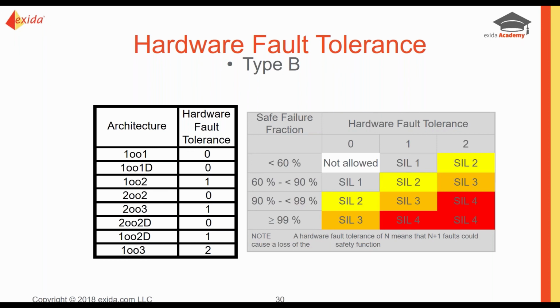The table to the left is just an example. That architecture table could go on and on. I've seen 7 out of 8. I've seen 2 out of 4. It just depends on how you want to set up your system, but it gives you an idea of different examples of how hardware fault tolerance can be calculated.